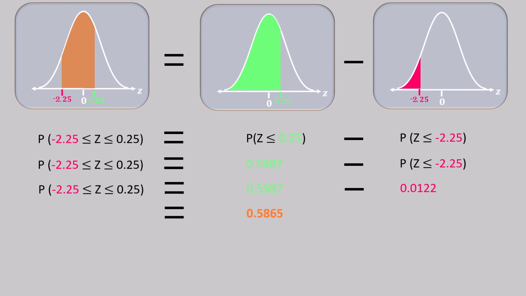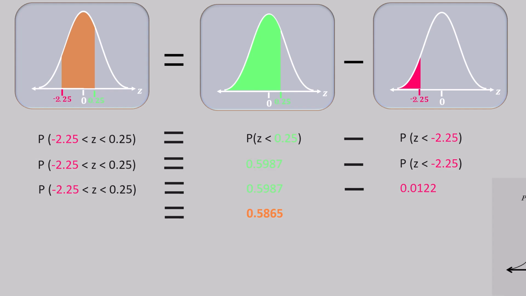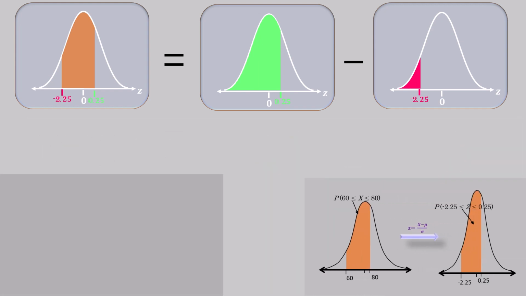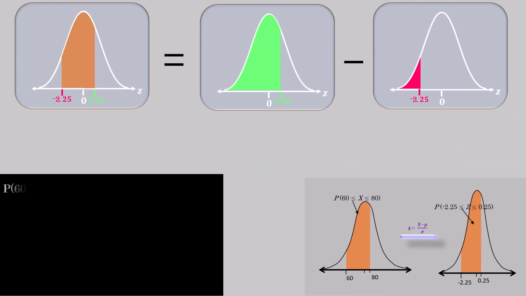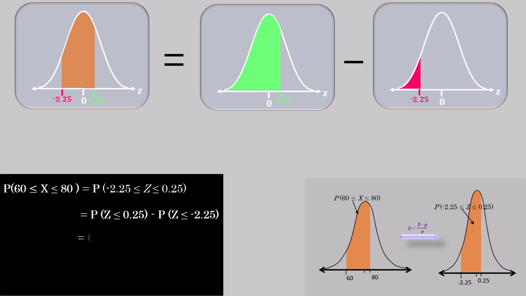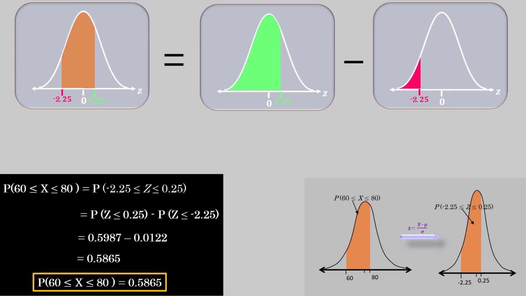That is 0.5865. Yes, you can do the same one using just without using these density curves. You see there are only few steps here. Probability between 60 and 80 is 0.5865.